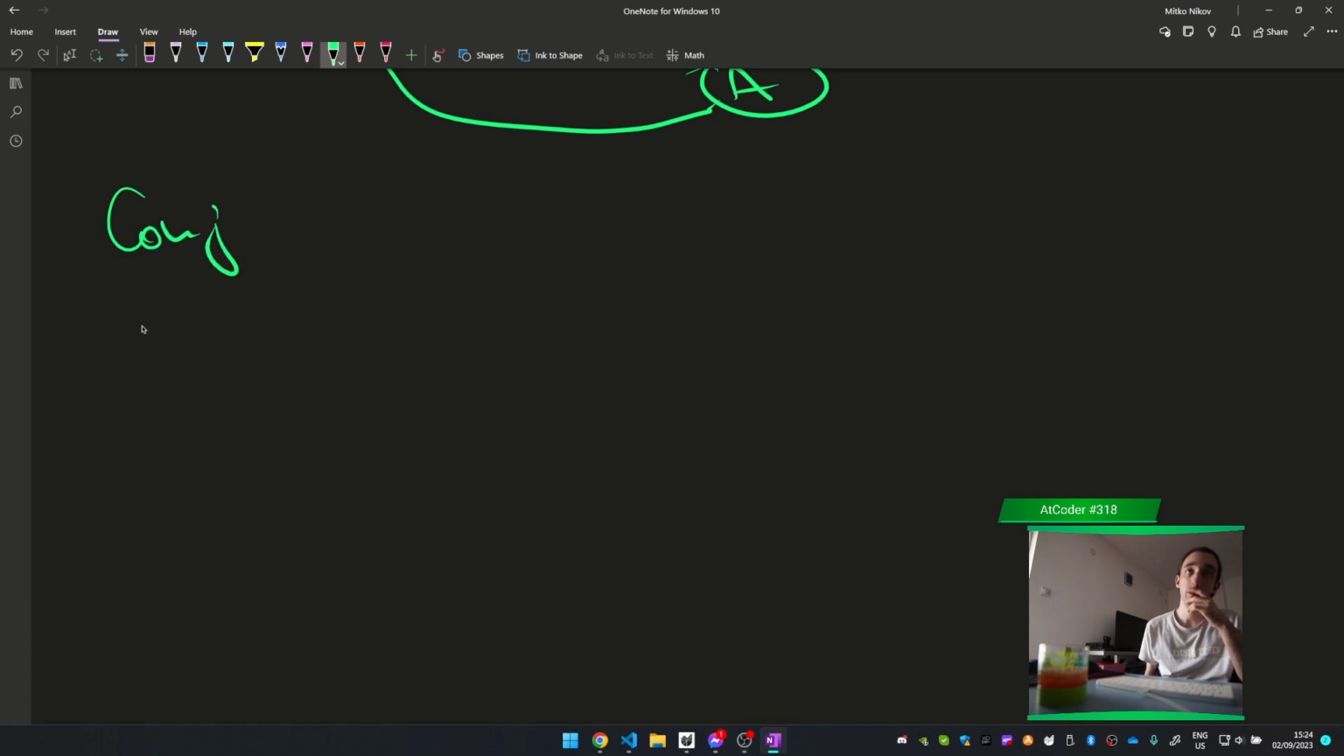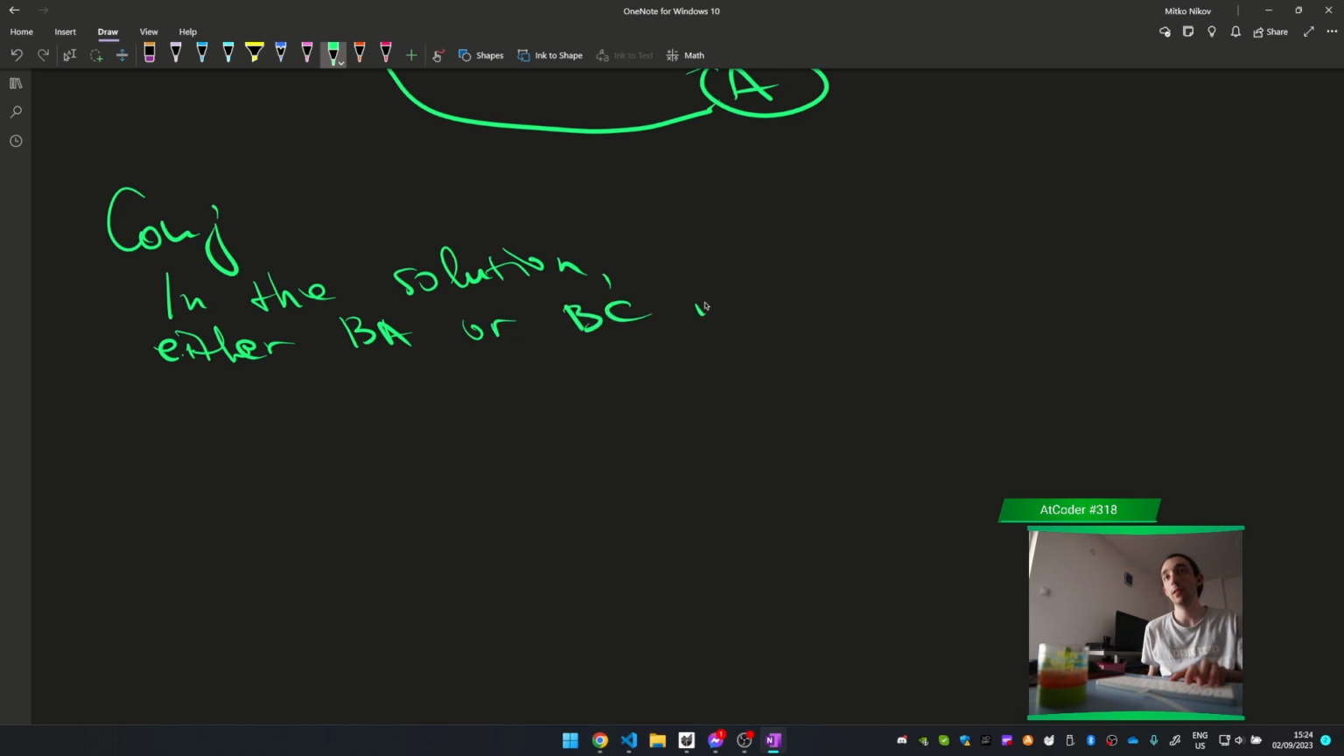So conjecture that in the solution, either AB or BC is the shortest path from A to B and B to C, respectively. So either this is the shortest or this is the shortest.